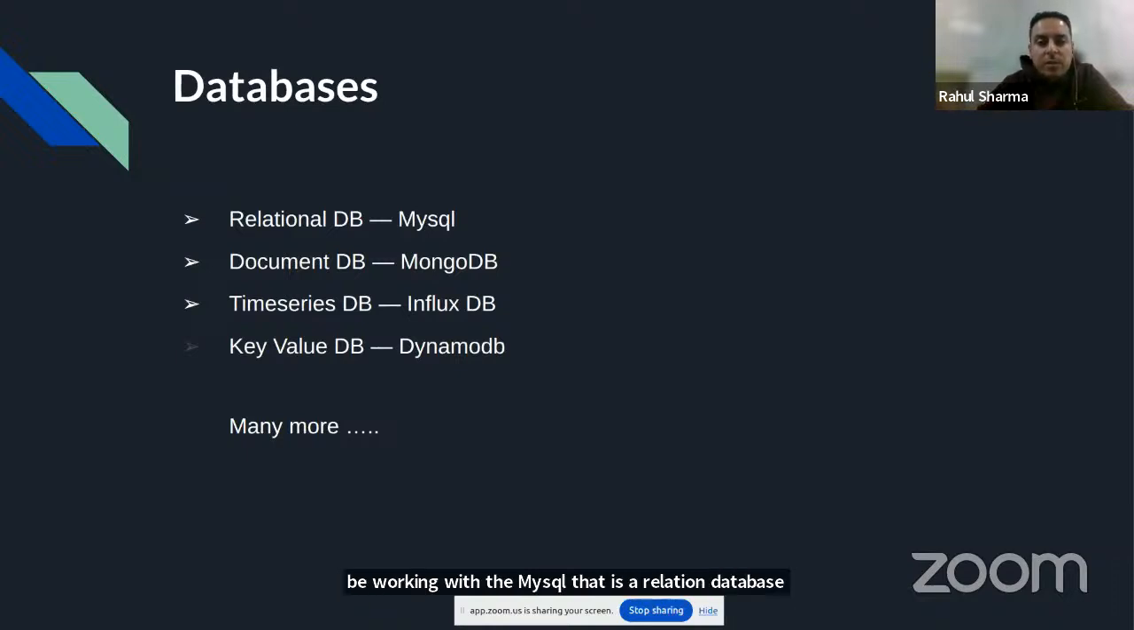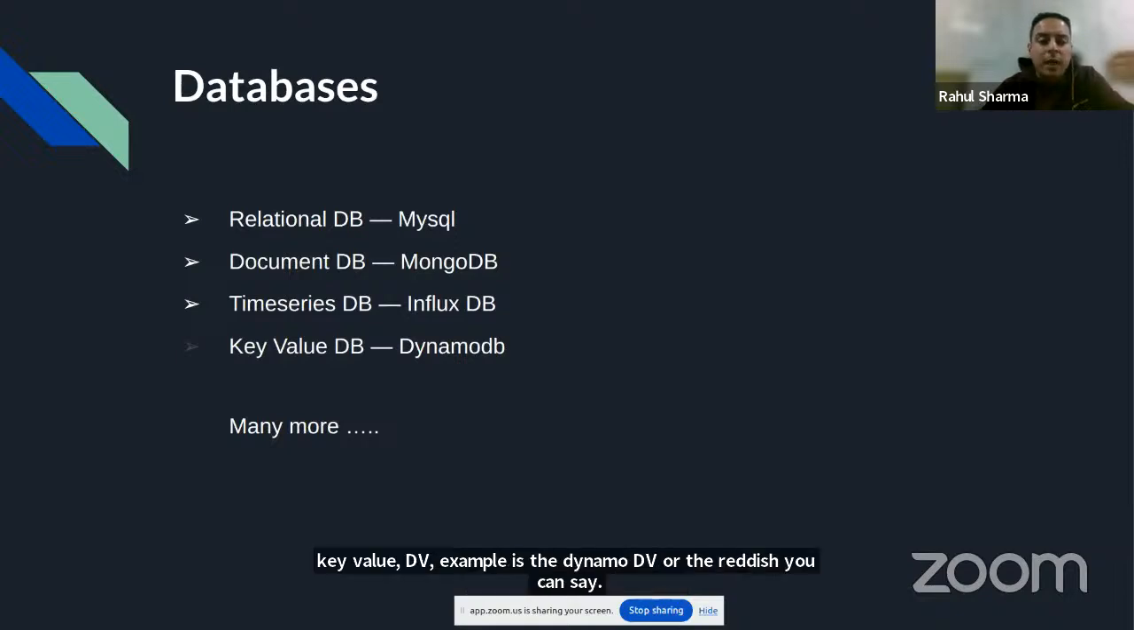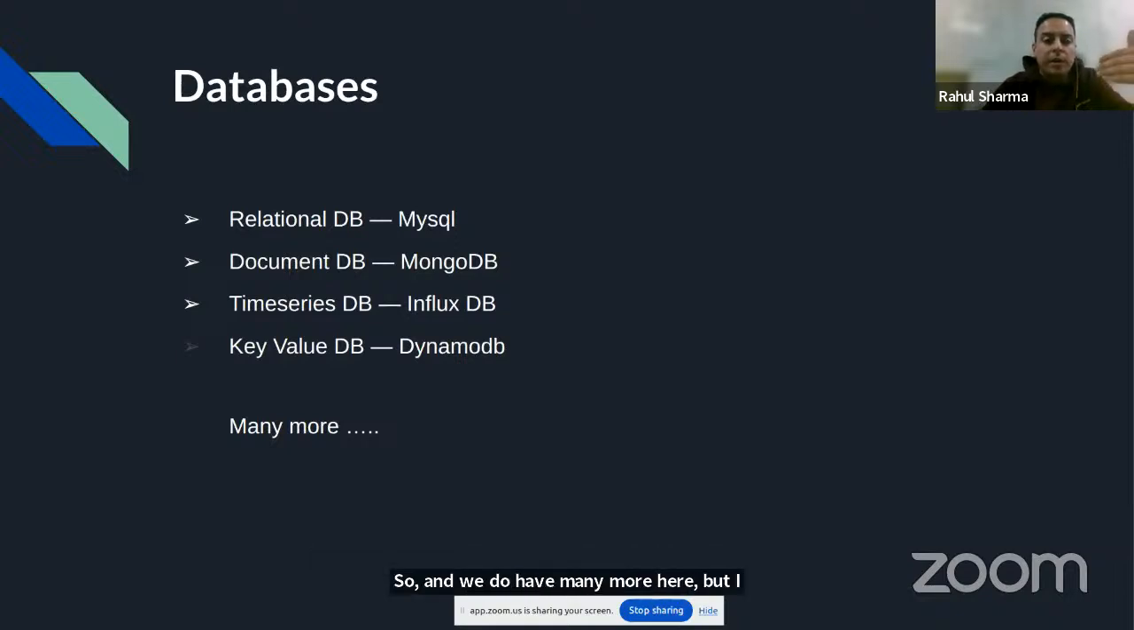We have a table structure. Each table has some columns, some rows, everything, right? So this is the bare essential thing. But once you are familiar with the initial steps, you can move to a document DB, that is MongoDB. We have a time series DB, for example InfluxDB. We have a key-value DB, for example DynamoDB or Redis. We have many more, but I have not mentioned them here so that you won't get confused.